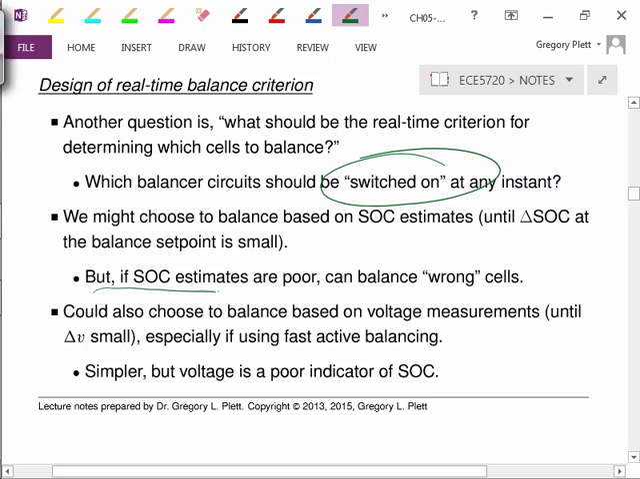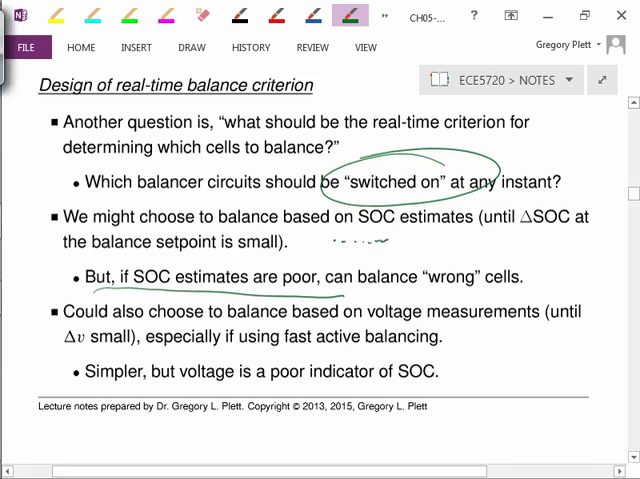However, if our state of charge estimates are poor and noisy, we can balance the wrong cells. We can think, oh, cell number 2 needs to have charge removed because I have a bad SOC estimate. So I start removing charge from it, but in fact, that wasn't what I was supposed to do at all, and the SOC estimate corrects itself maybe, and then I realize, oh, so now I have to balance all the other cells because of that bad SOC estimate.